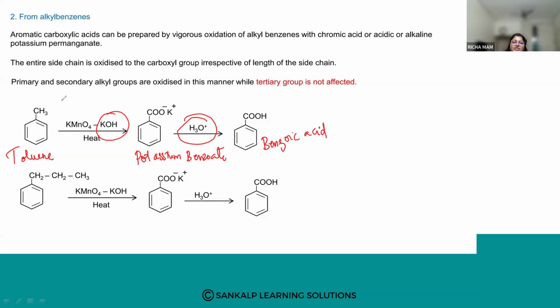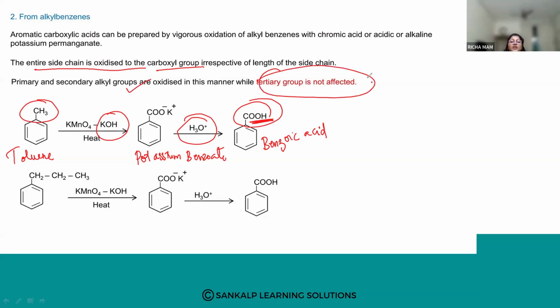So what is done? Side chain oxidation is done. The entire side chain is oxidized to the carboxylic group. You can see CH3 is oxidized to COOH. Primary and secondary alkyl groups are oxidized, but the tertiary alkyl group is not affected. We cannot do any oxidation on the tertiary group.